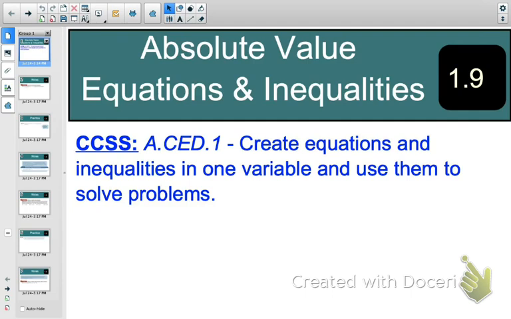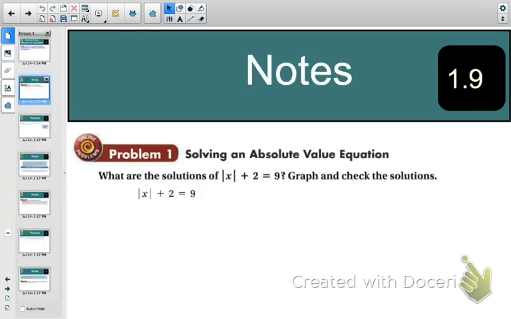This is the last section of chapter 1, but we're going to split it into two videos. Talking about absolute value equations today, and then the next one we'll talk about inequalities. So this is still the same Common Core State Standard, ACED1. Create equations and inequalities in one variable, and use them to solve problems.